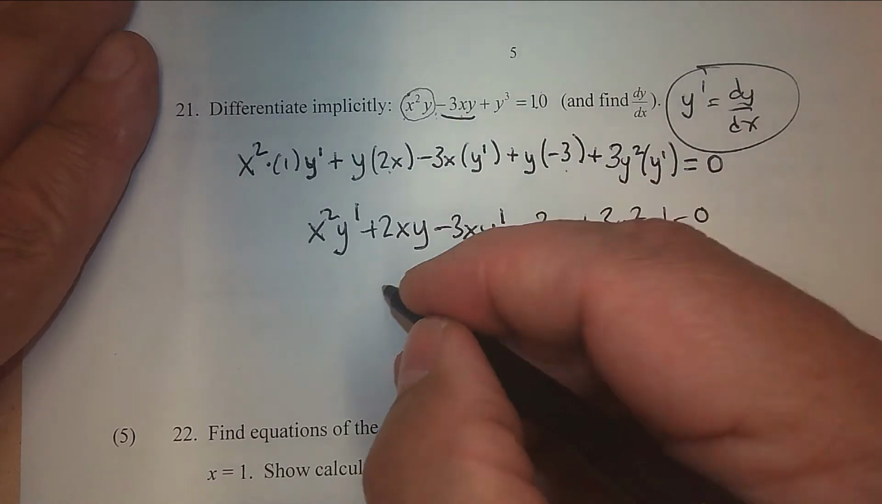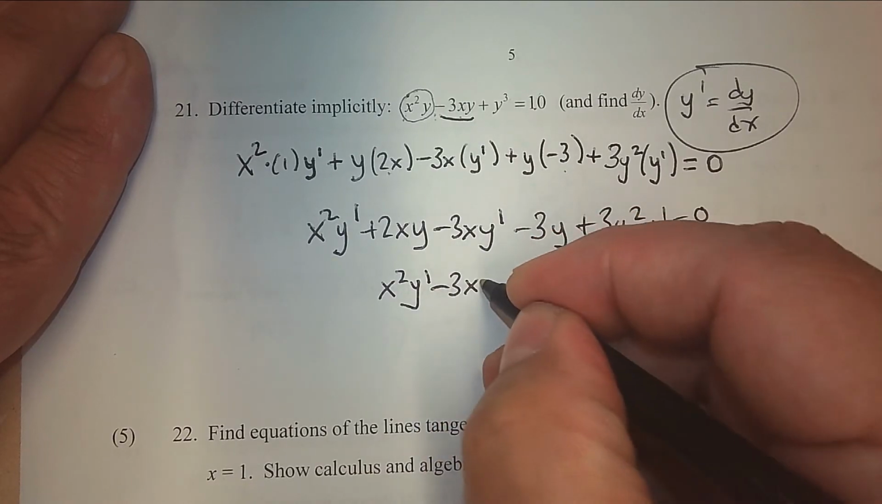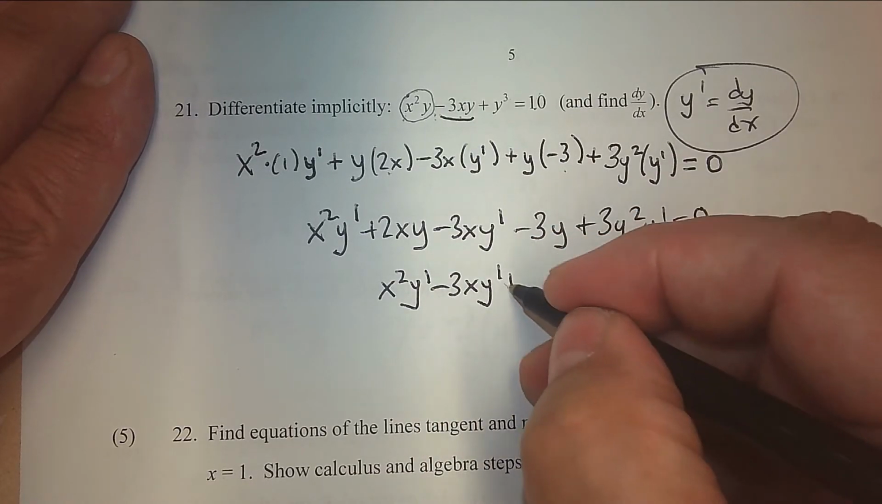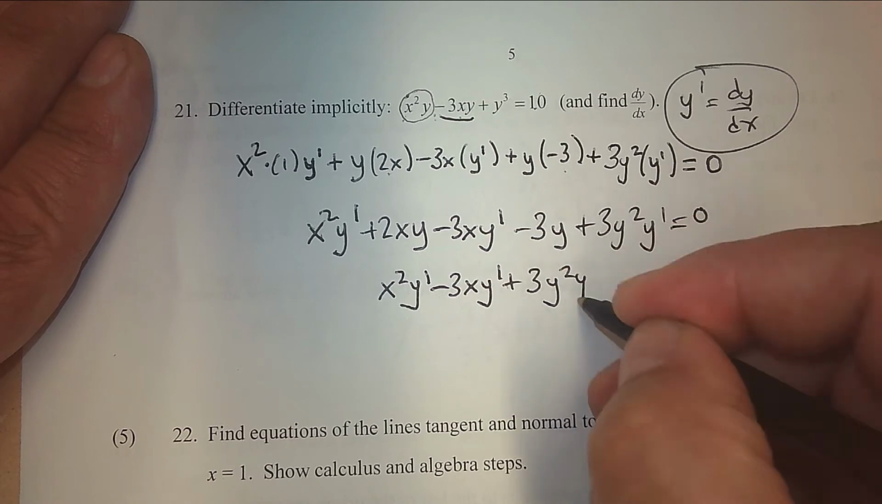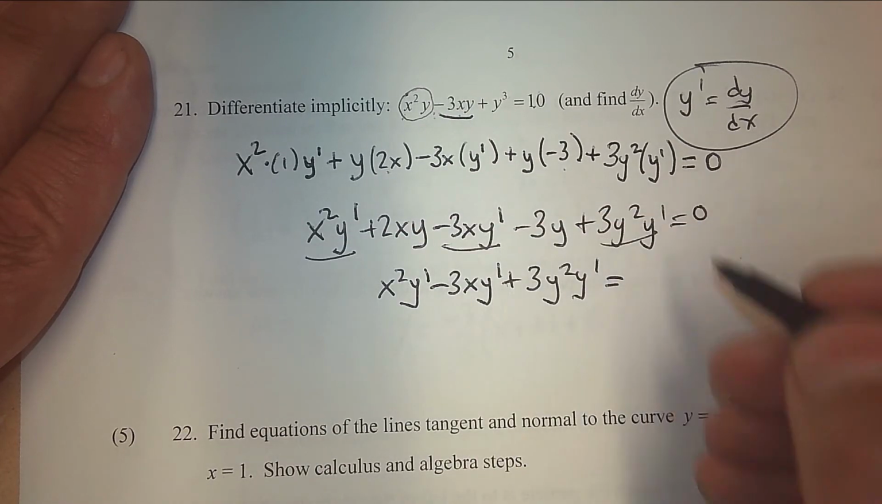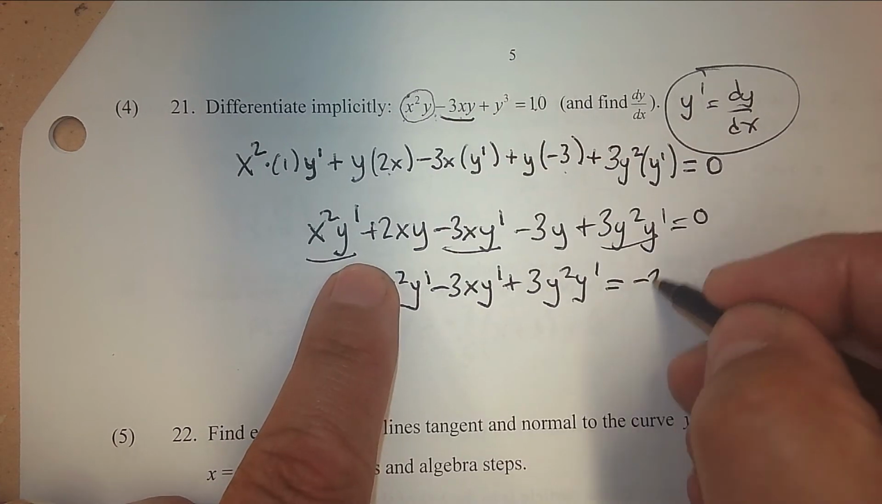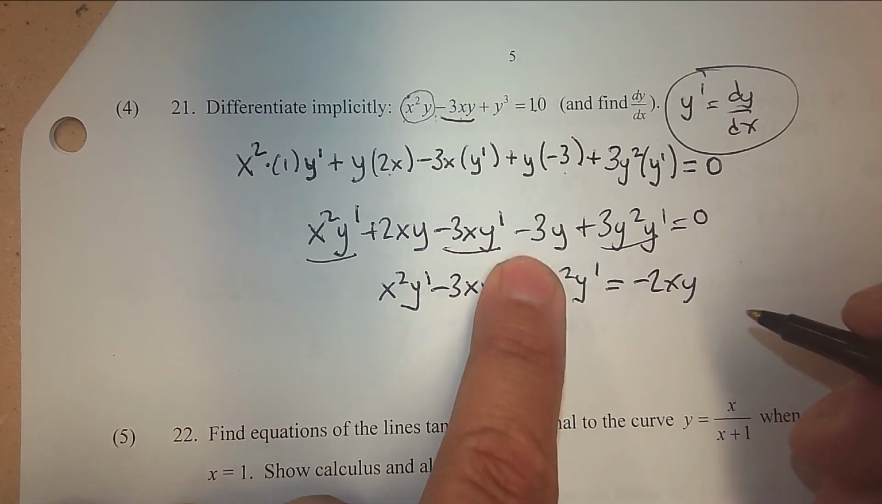So, as I said, x squared y prime stays. Negative 3x y prime stays. Plus 3y squared y prime stays. So the terms that have a y prime in them, they stay. Which ones don't? Well, instead of adding, we're going to subtract it. Instead of subtracting, we're going to add it.